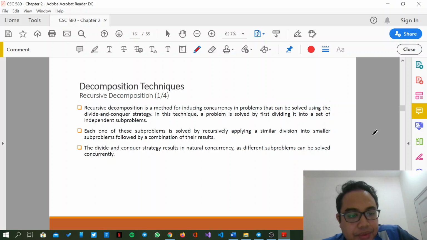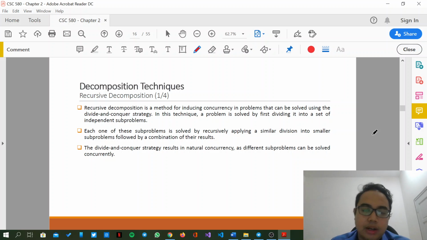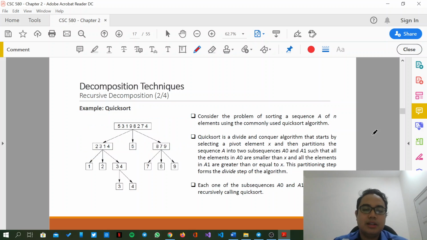Okay, the next. Recursive decomposition is a method for inducing concurrency in a problem that can be solved using the divide and conquer strategy. Untuk recursive decomposition, kita pakai divide and conquer. So this semester you learn algorithm. So algorithm pun akan ada pasal divide and conquer. So yang ni dia macam clash sikit dengan syllabus algorithm. Bukan clash lah, syllabus yang sama.